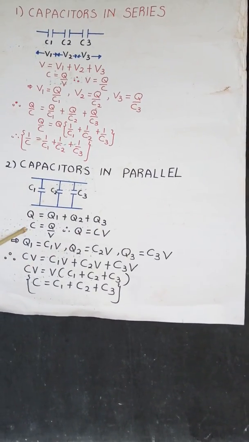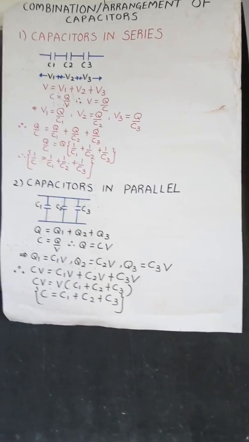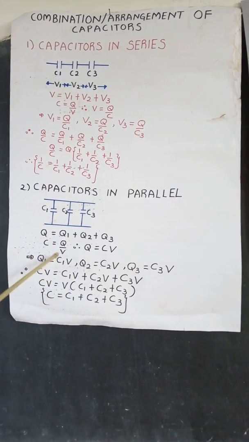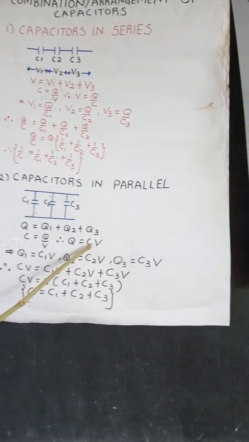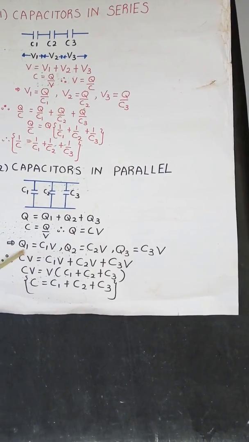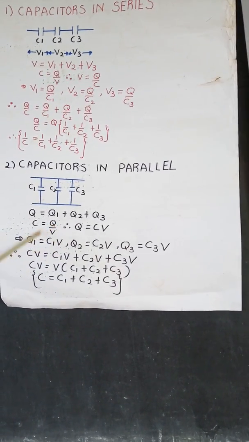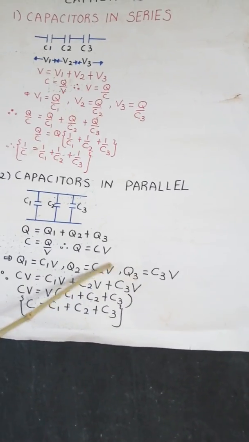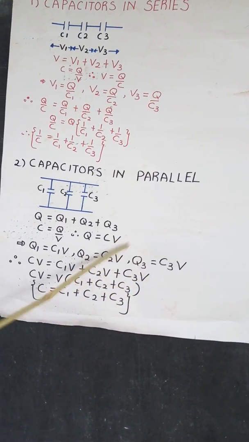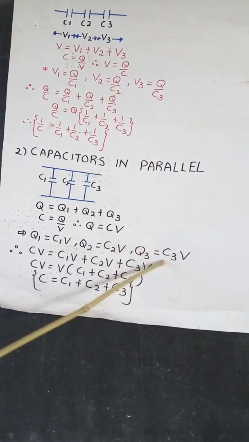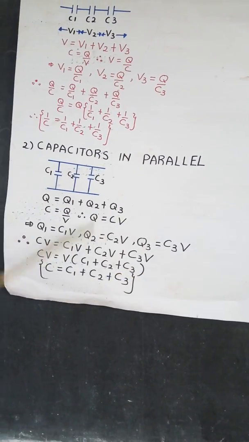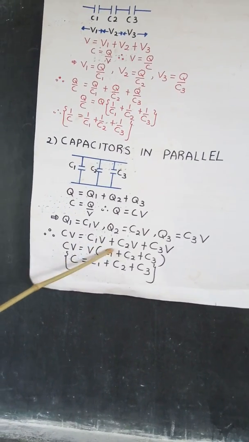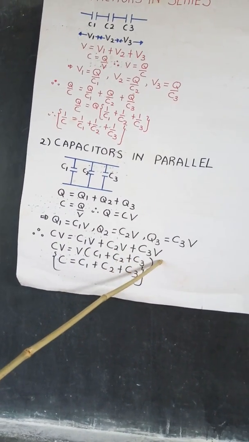From the formula that capacitance is equal to charge over potential difference, we have to make charge the subject of the formula. So charge is equal to CV. Charge 1 is equal to the capacitance of capacitor 1 times V, charge 2 is equal to C2V, and charge 3 is equal to C3V. So we substitute into this equation and we get CV is equal to C1V plus C2V plus C3V.